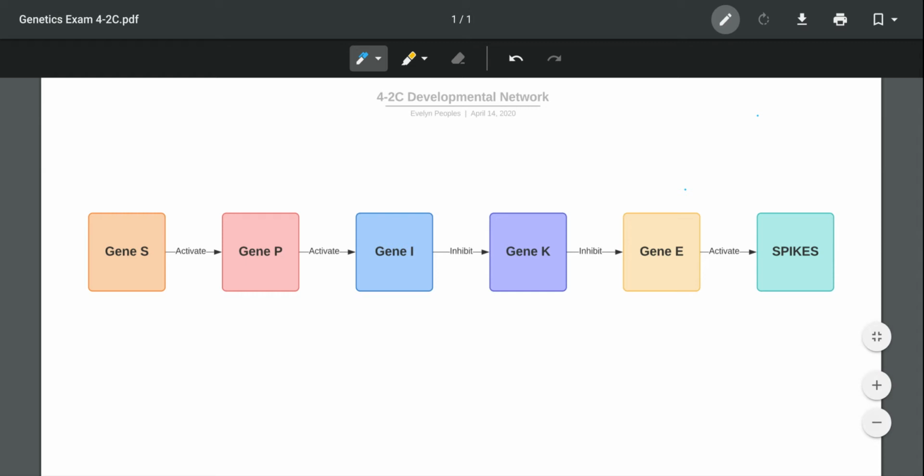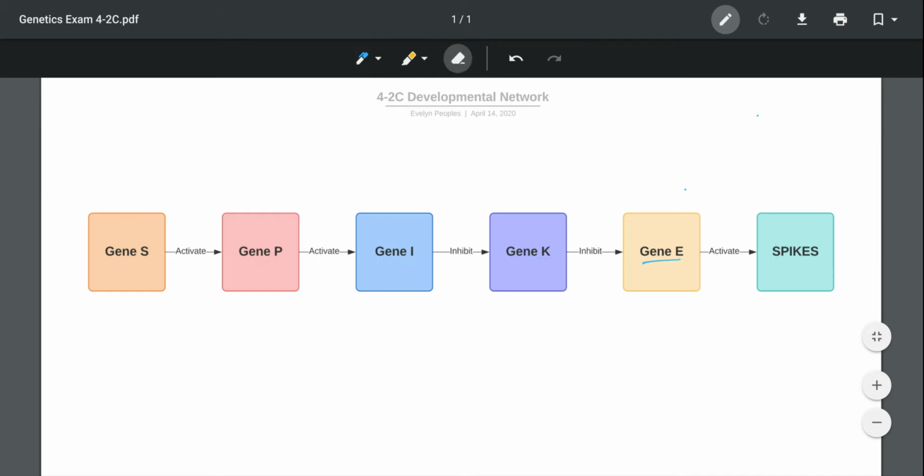This is a developmental network for question 4-2C. And here is going to depict the process in which a spiny beetle gets spikes. When all genes are functioning, it means that gene S will activate gene P, which activates gene I, which will then in turn inhibit gene K, which inhibits gene E, and that allows gene E to activate the spikes. So there our spiny beetle is going to have spikes.